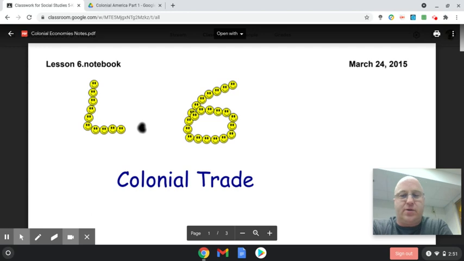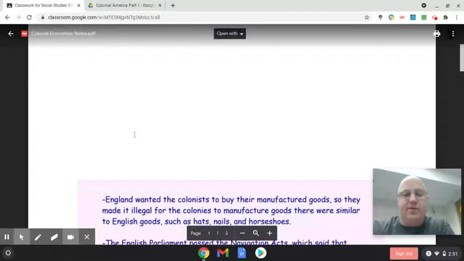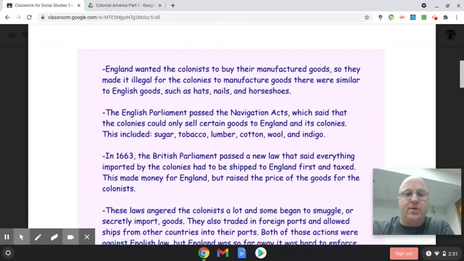Now, this says colonial trade. That's a mistake. It should say colonial economies, but it doesn't really matter. So we'll start talking about the notes a little bit here.